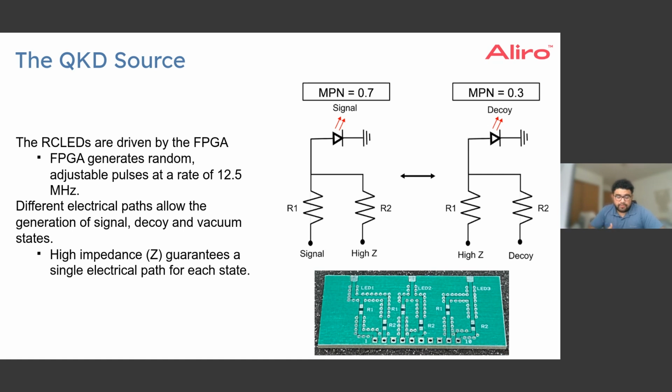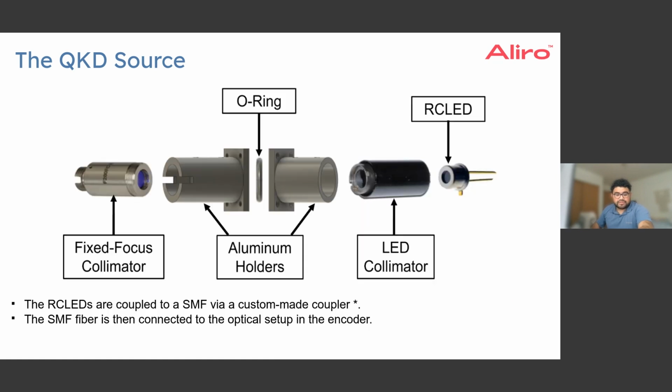And so this is how we actually generate these decoy states that I talked about earlier, one with a higher intensity and one with a lower intensity. And so the next step is, after the LEDs generate light, this light needs to be introduced into some polarization setup to actually encode the information in the polarization degree of freedom of that photon.